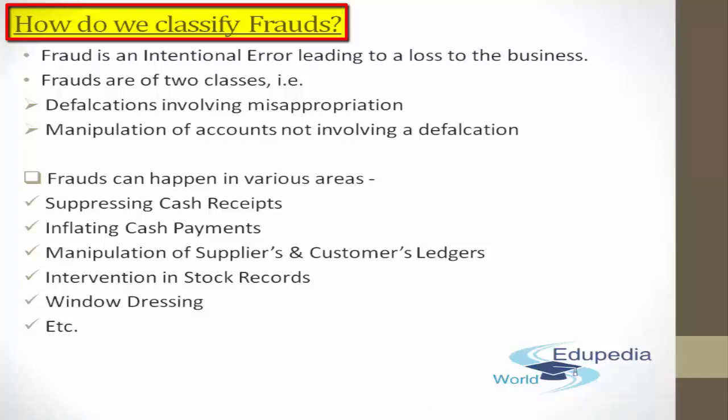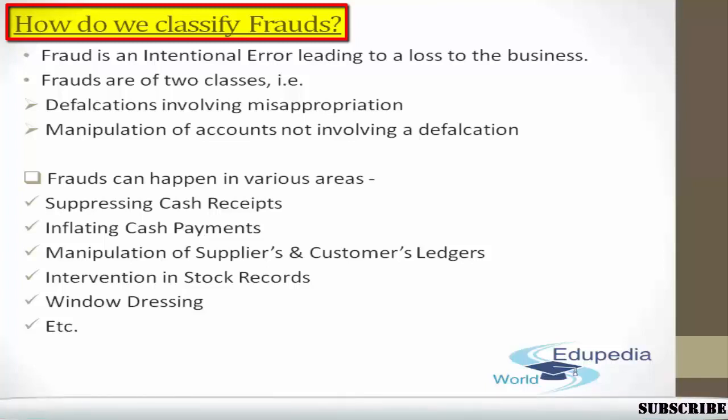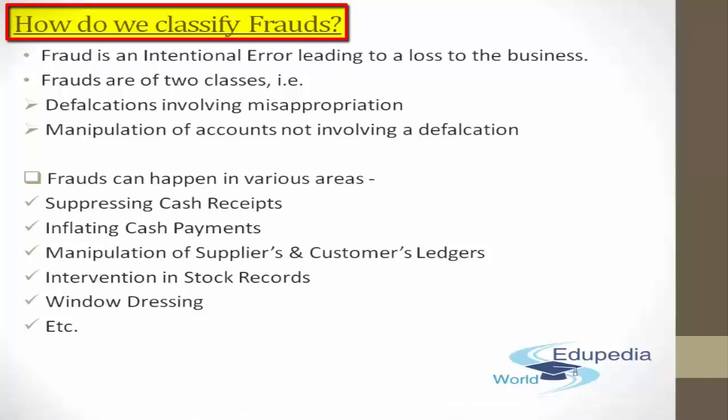If I talk about something in relation to a company, now this is something extremely big, giant in itself. Be it Satyam, be it Enron, be it Arthur Andersen, all these were frauds done at a humongous level. 7,000 crores was the amount suffered in the case of Satyam. Fraud is an intentional error which leads to the loss of the business.